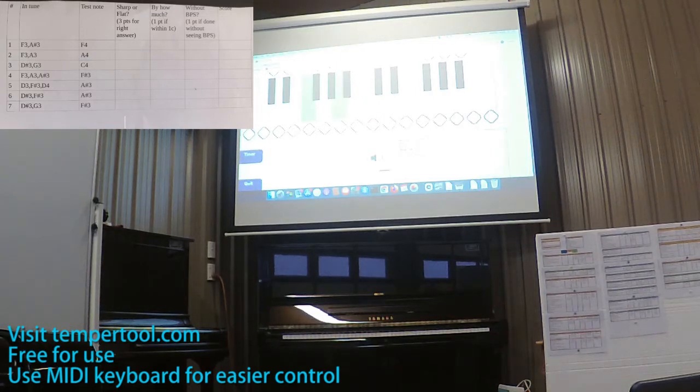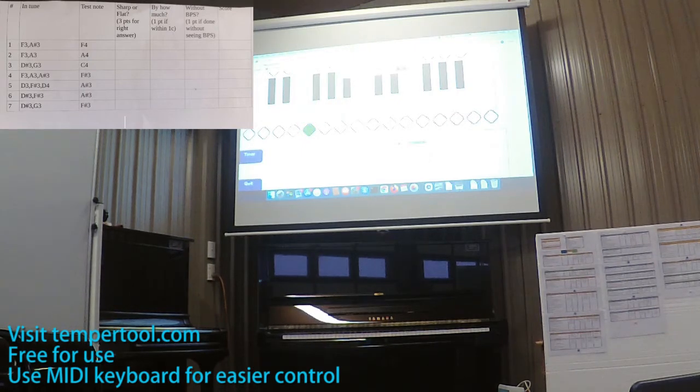Major third. That's a 5/4 interval. The fifth partial of F is approximately 877.7. The fourth partial of A is 884 for a difference of 7 beats per second. Can you hear those? Yeah. And then as you adjust the pitch, the beating gets slower. As you widen the interval, the beating gets faster.